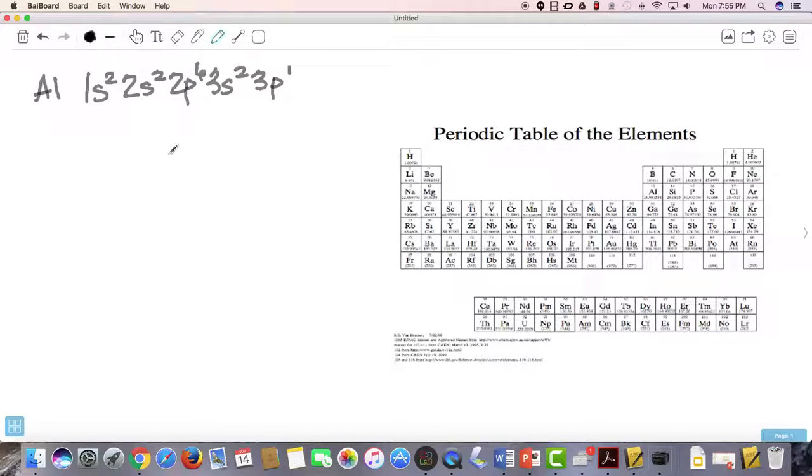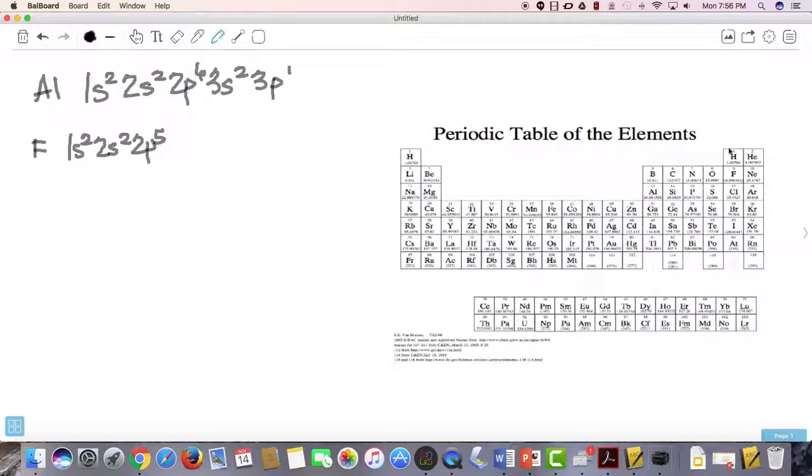If we write one more, let's take a look at the electron configuration for fluorine. Fluorine's electron configuration will be 1s2, 2s2, and 2p5. That is the electron configuration for fluorine. So the noble gas configuration is a shorthand of electron configuration.